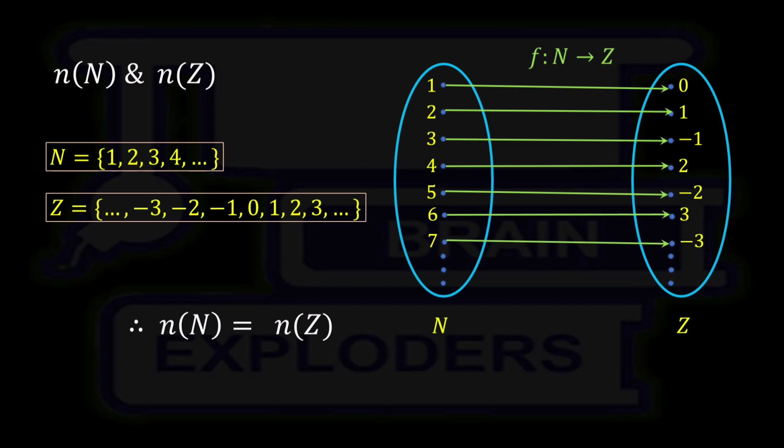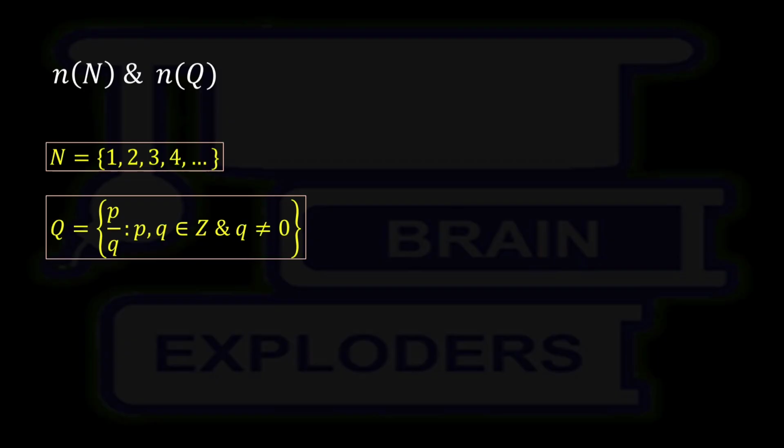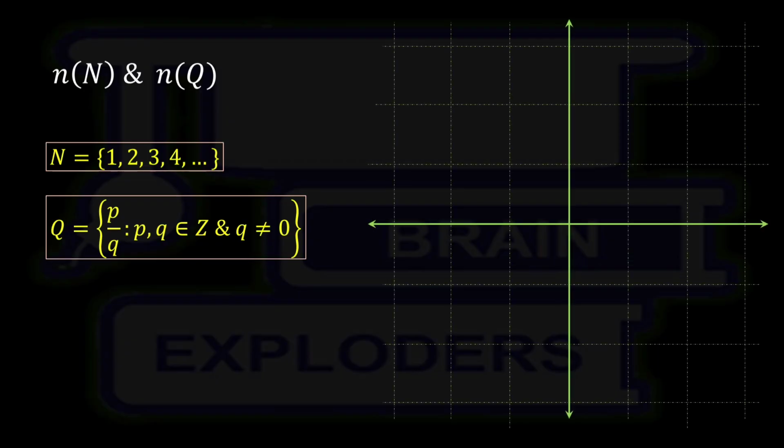Now let's make things more interesting by establishing that the cardinality of natural numbers is equal to the cardinality of rational numbers. So let us start with the xy plane. This is the x-axis, and here we have the y-axis. Now we know that a rational number can be written in the form p by q, where p and q are integers and q is non-zero.